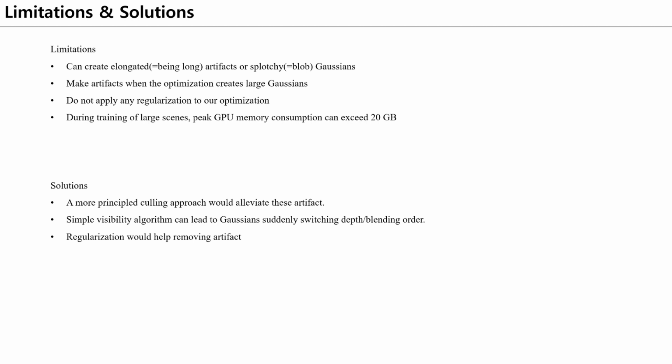It mentions suddenly switching depth blending order. I don't exactly understand, but I guess as the word simple is used, I think it means not doing depth sorting and alpha blending sequentially, but rapidly switching depth sorting and alpha blending and doing them in parallel at the same time. It said that artifacts can be removed by using the regularization technique. This concludes the paper review on 3D Gaussian splatting.